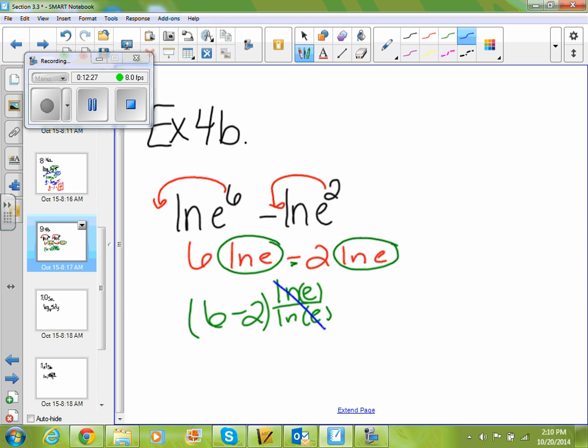Okay, so then that cancels and just becomes 1. So I have 6 minus 2 times 1. And so what's 6 minus 2 times 1? 4. So this just simplifies to 4.